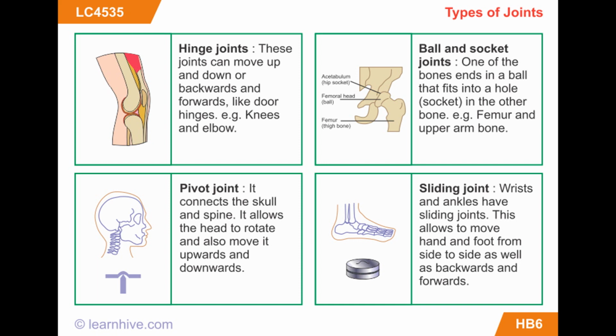Then you have the ball and socket joints. One of the bones ends in a ball that fits into a hole in the other bone. Example: the femur and upper arm bone. Then you have the pivot joint. It connects the skull and spine. It allows the head to rotate and also move upwards and downwards. Then we have the sliding joint. The wrist and ankles have sliding joints. This allows the hand and foot to move from side to side as well as backwards and forwards.